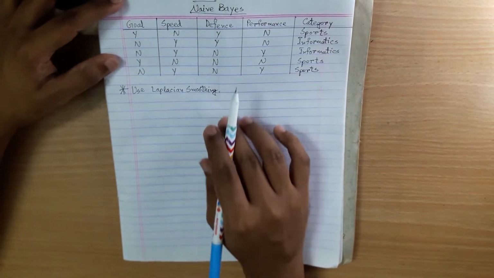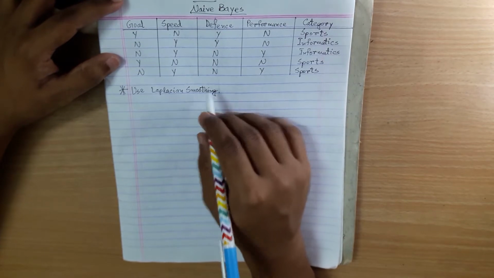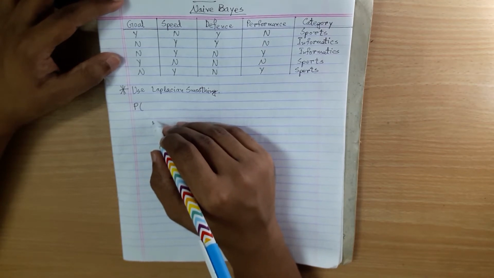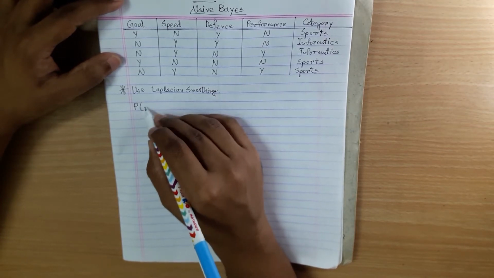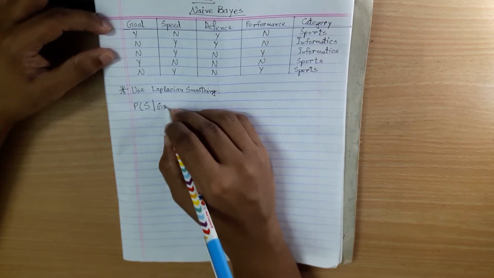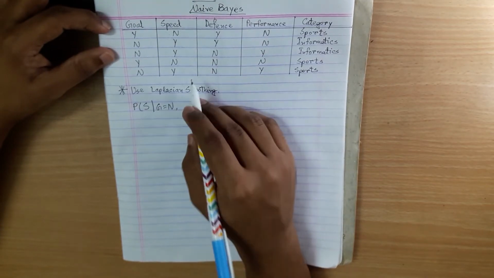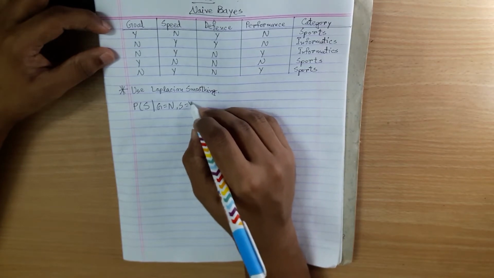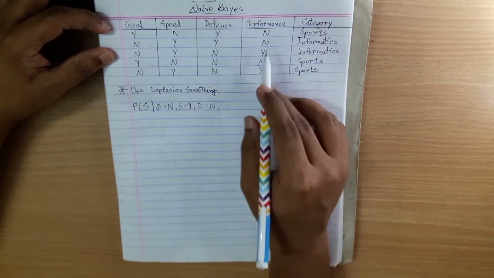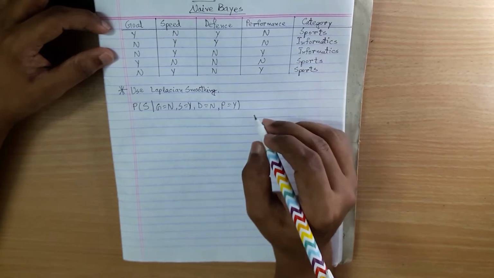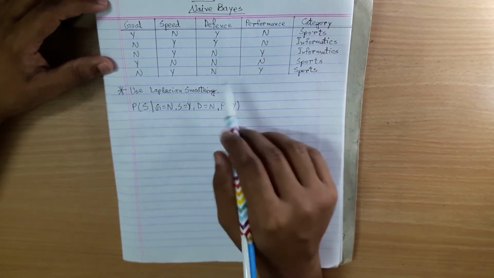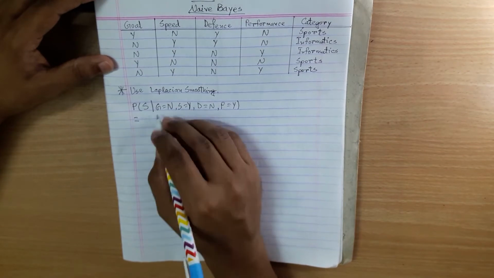Now, how do I calculate a classifier? Let's say that I have to calculate the probability of sports given that the goal is no, the speed is yes, the defense is no, so D equals no, and performance is yes. And you have to use Laplacian smoothing. I'm going to get into how you can use this.